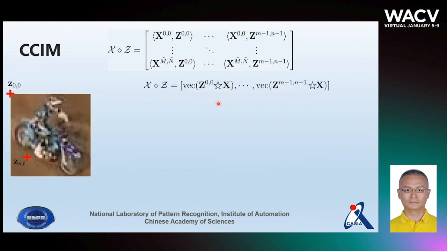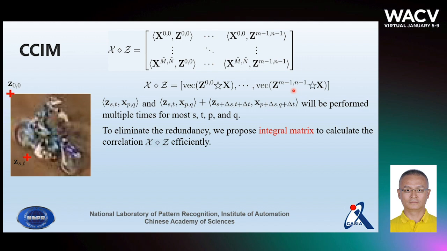The cross correlation can be expressed as this. The pentacle is the correlation operator. Because all Z and X^T are cyclic, there exists a large amount of redundancy in calculating the column vectors. In fact, these two dot products will be performed many times. To remove the redundancy, we propose the integral matrix to calculate the cross correlation efficiently.